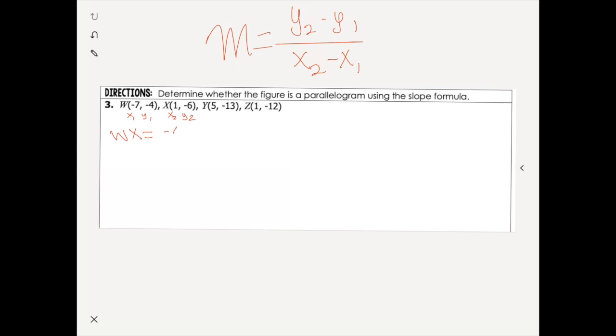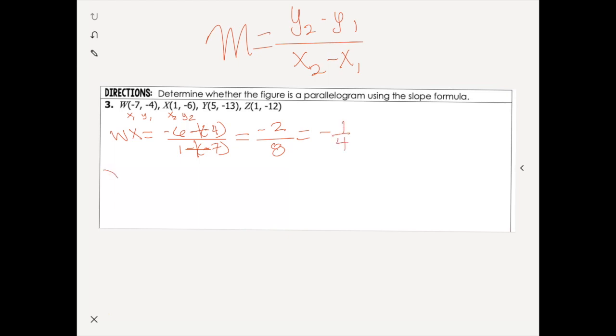So y2 is negative 6 minus a negative 4, over 1 minus a negative 7. Minus a negative turns to a positive. Negative 6 plus 4 is negative 2. Minus a negative turns to a positive. 1 plus 7 is 8. Reduce that, we get negative 1 over 4.